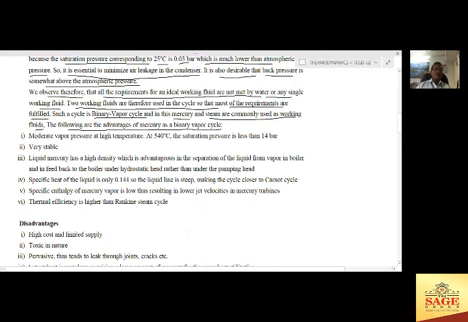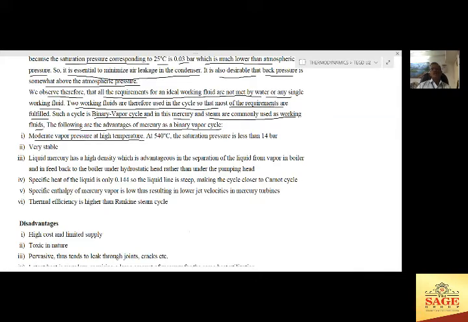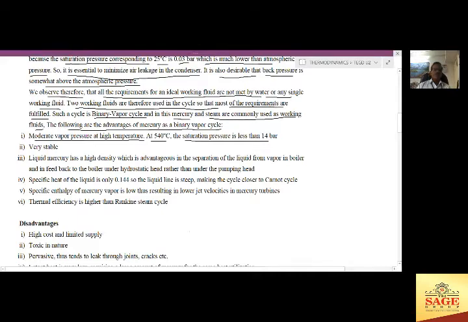Point one is moderate vapor pressure at high temperature. In the case of the steam cycle, if we have to increase the temperature, then definitely it will increase the pressure to a very high pressure. But if we use mercury as the working fluid, then it gives only a moderate pressure. At a temperature around 540 degrees centigrade, the saturation pressure is less than 14 bar. It is very, very small in comparison to steam or water.